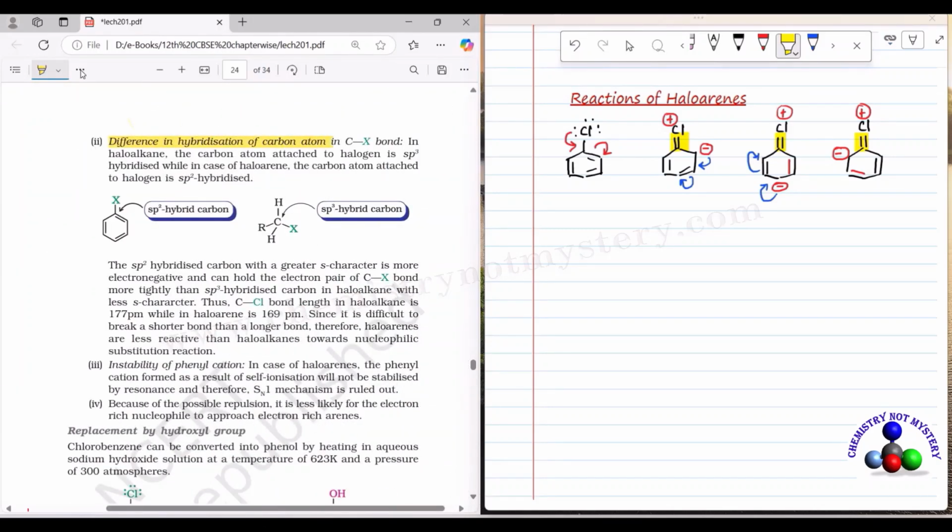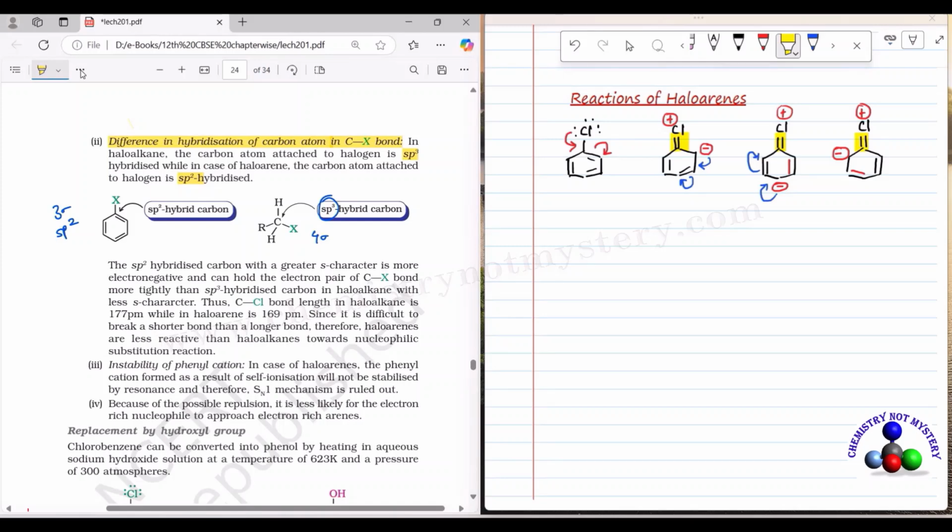Difference in hybridization of carbon atom in carbon-halogen bond. In haloalkane, the carbon atom attached to halogen is sp3 hybridized, while in case of haloarene, the carbon atom attached to halogen is sp2 hybridized. So here when you see the carbon in haloarene, this carbon has made 3 sigma bonds. That's why the hybridization will be sp2. While in case of haloalkane, this carbon has made 4 sigma bonds. That's why the hybridization is sp3.